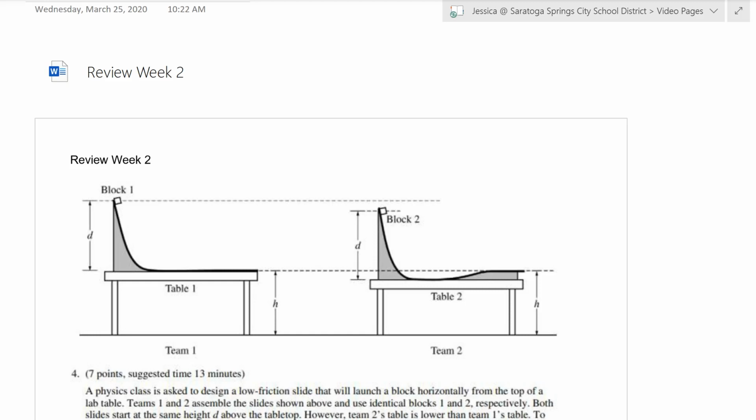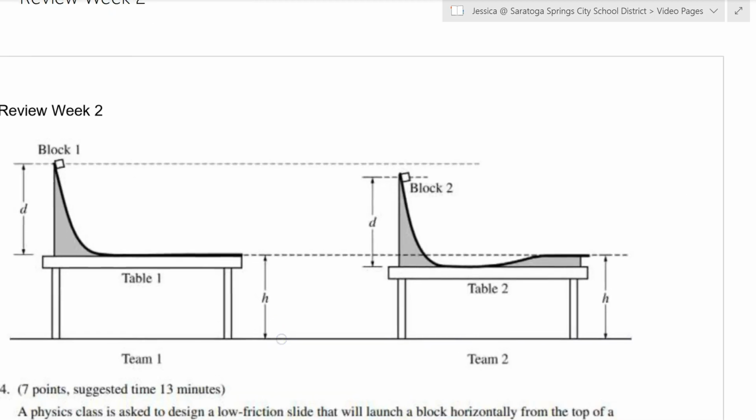Okay, week 2, free response problem. This is a 7-point problem, which means our suggested time is 13 minutes. Even before we read, I'm going to look at the picture, and I see that I have 2 blocks sliding down different ramps, and it looks like my tables are different heights, but my launch height is the same. My starting height looks a little different, even though block 2 has a change in D. When it gets to this lowest point, it does pop back up, so I'll have to keep that in mind.